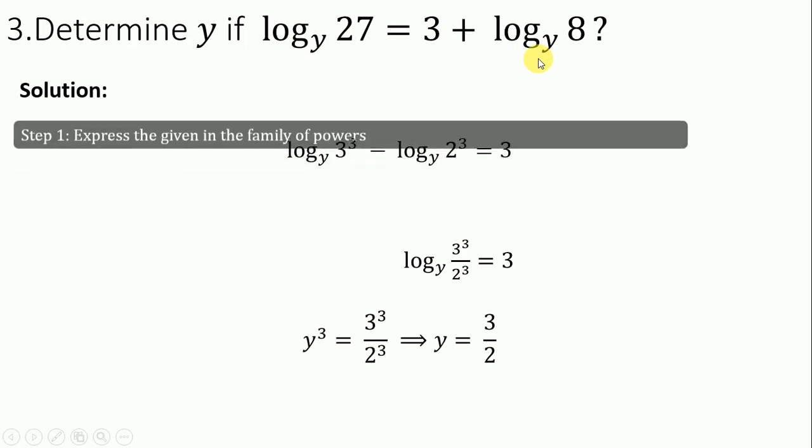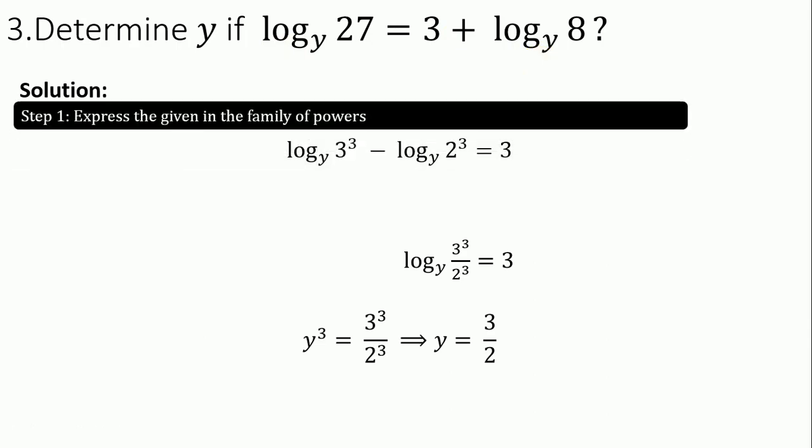The first step is to express it in the family of powers. So I can express 27 as 3 raised to power 3. And I can also express 8 as 2 raised to power 3. Don't forget, I try to collect the like terms such that the logarithmic parts will be together. That's why we have log 3 raised to power 3 base y minus log 2 raised to power 3 base y, because they have the same base. That's why I try to collect the like terms and express them in the family of powers respectively.